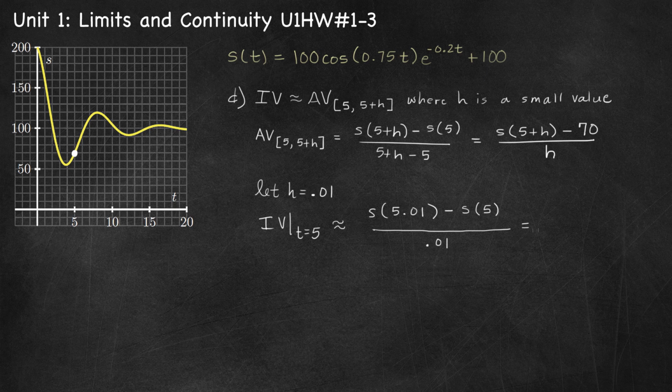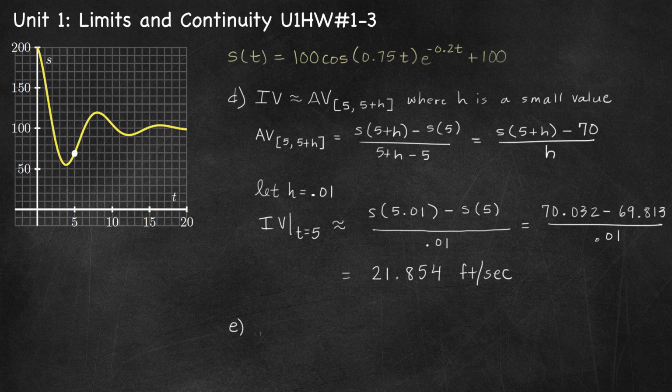And using my calculator, if we round to 3 places, I'm getting 70.032 minus 69.813 over 0.01, which gives 21.854 feet per second. And if I had chosen an even smaller value for h, I would have gotten an even better approximation.